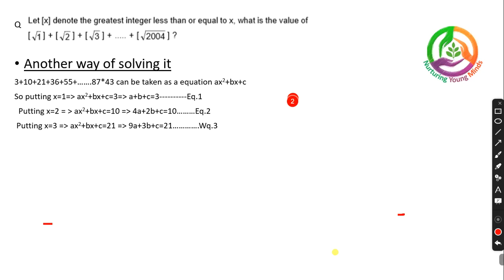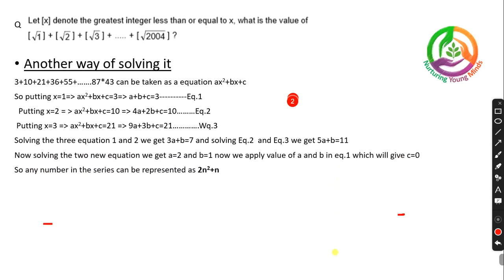If I apply x equal to 3, ax square plus bx plus c becomes 21. That implies 9a plus 3b plus c is equal to 21. So there are three equations. Now try to solve these three equations and find the values of a, b, c. If you take the first two equations, you get 3a plus b is equal to 7. And if you solve equations 2 and 3, you get 5a plus b is equal to 11.